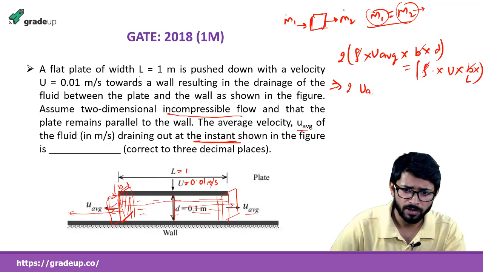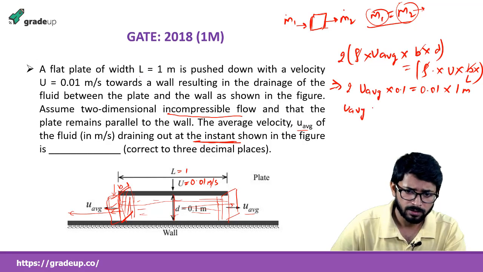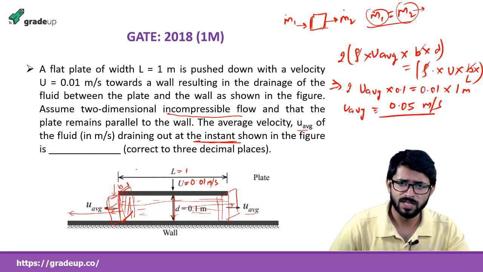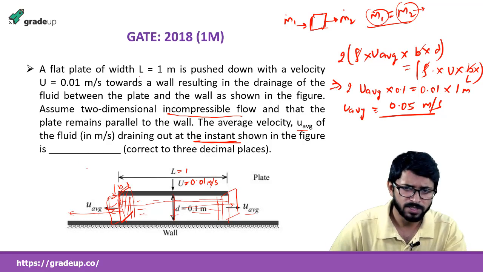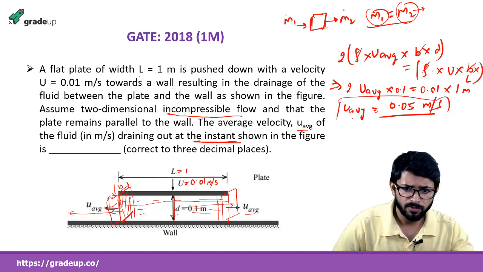We will have twice u average into d. d is given as 0.1 meter, and u is also given as 0.01 meter per second, into L. L is the length of the top plate, which is 1 meter. So here we can find the average velocity, which comes out to be 0.05 meter per second. It is a very simple question asked for 1 mark in GATE 2018. We just have to apply conservation of mass. So we get the answer as 0.05 meter per second.